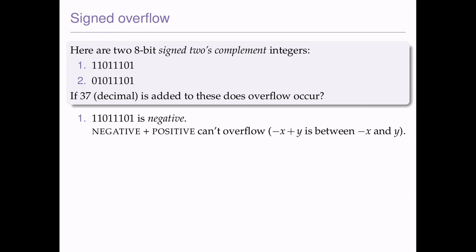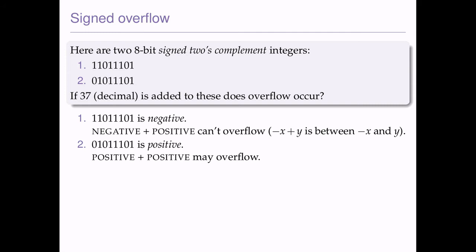Now, if we add a positive number to a negative number, we can't overflow because minus x plus y is between minus x and y. We'll always get something in range. We might lose a carry bit out, but we'll still be able to represent the value at the end, and we'll see what we mean by losing a carry bit out in a second. But if we're doing negative plus positive, overflow can't occur.